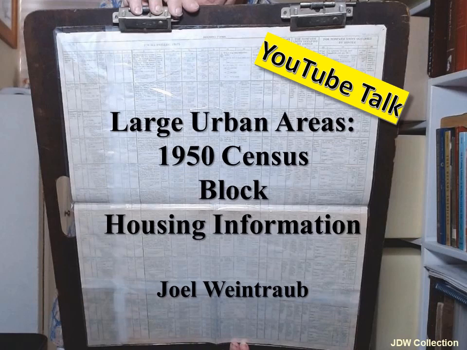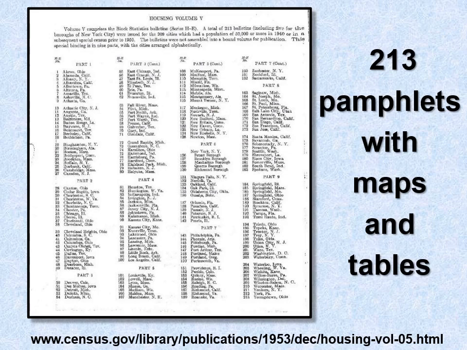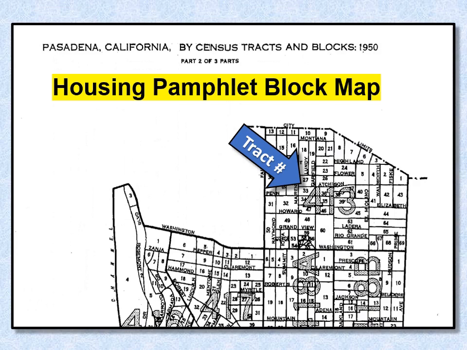Census tracts are found on housing block maps. And I have a YouTube video on these. The housing information is available for every block in some large cities. It's summary information. And 213 large cities, 50,000 or more, have pamphlets that show housing information that's available online with maps and tables. I explain that on my YouTube video.